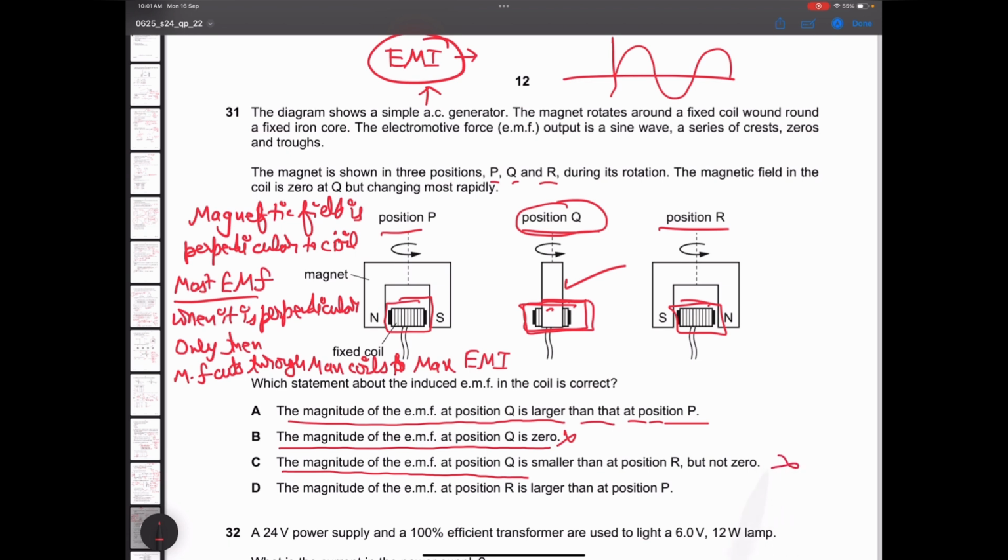The magnitude of the EMF at position R is larger than position P? At position R and position P, it will be the same. They are just arranged similarly. In this, north to south, so magnetic field lines are going left to right. In this, right to left. So it doesn't create that much of a difference. Answer will be A. Because maximum electromagnetic induction will take place.